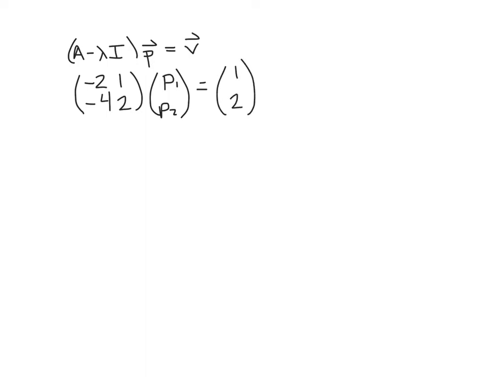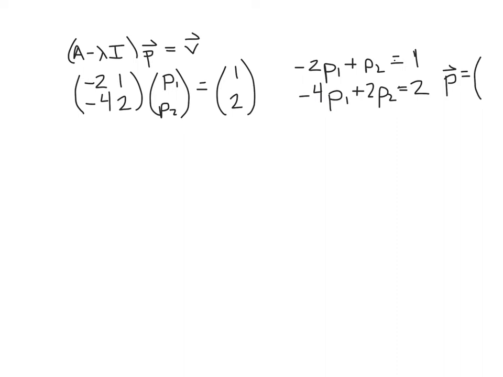So when I multiply this out, I've got -2p1 plus p2 has to equal 1. And -4p1 plus 2p2 has to equal 2. And if you look at these two equations, what I usually try to do is set one of them equal to 0. And notice that if you set P1 equal to 0, that P2 can equal 1. And that would work because 1 is equal to 1, and then 1 times 2 is 2, that's equal to 2. All right, so there's my P vector.